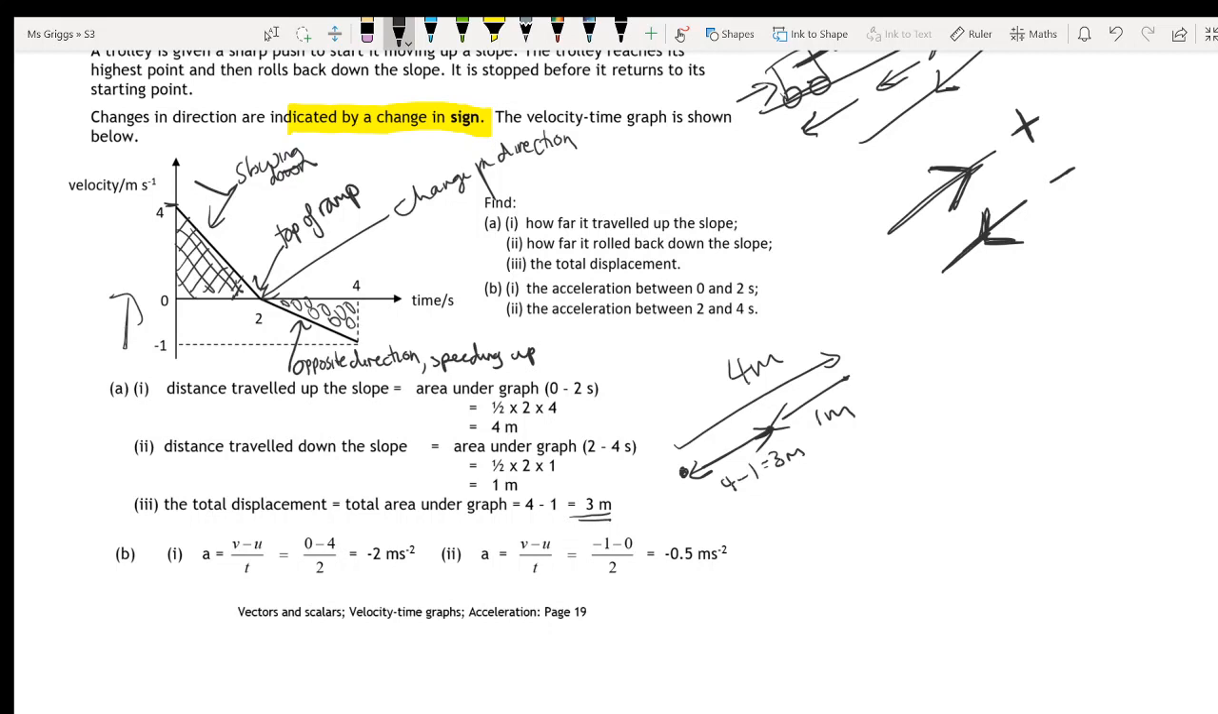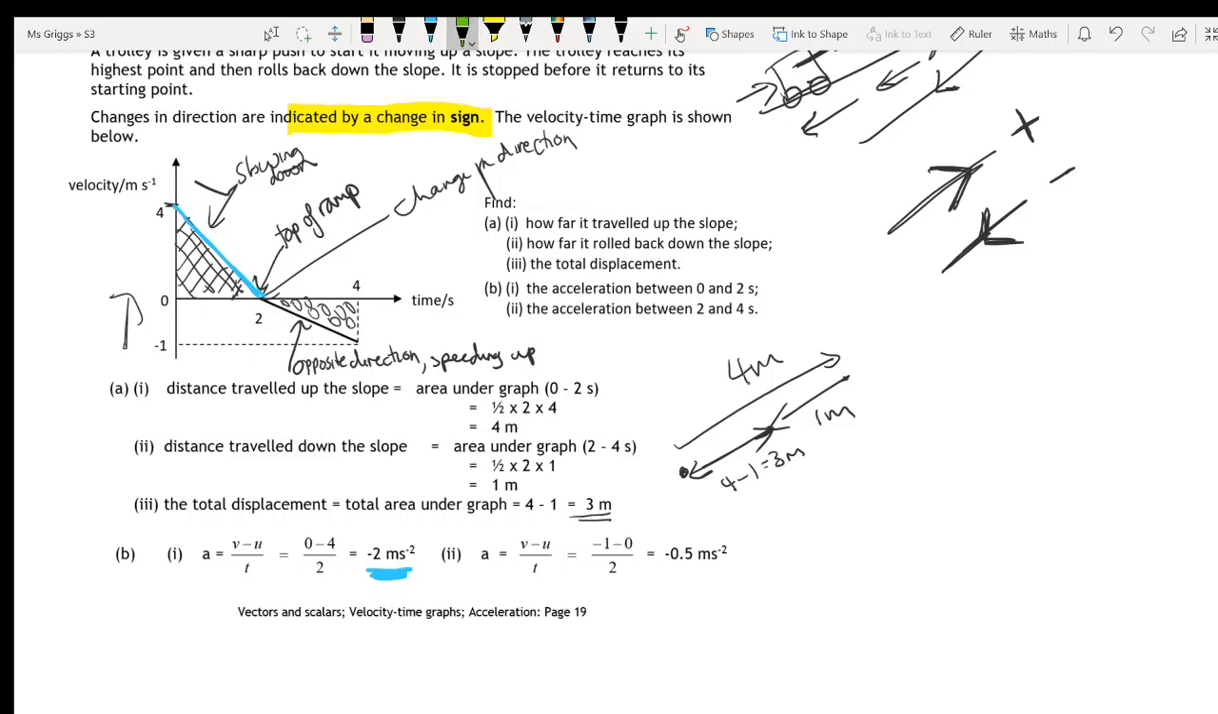And part B, the acceleration between 0 and 2 seconds, and then the acceleration between 2 and 4. So the acceleration between 0 and 2 seconds, we're looking at this line here. So initial speed is 4, final speed is 0, and the time taken is 2. So 0 minus 4 over 2, which is minus 2 meters per second squared. And that makes sense because it's slowing down, so it should be a negative acceleration.